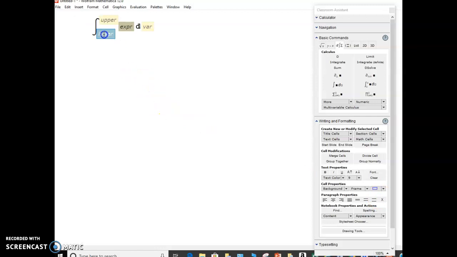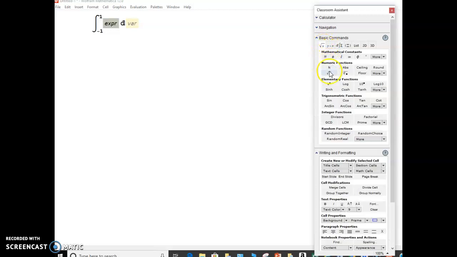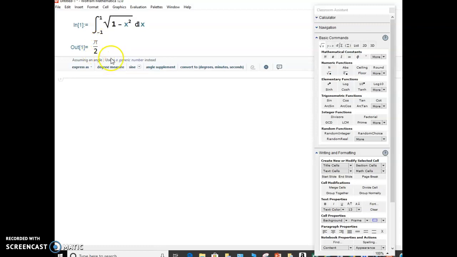So we were going from -1 to 1, and our expression was the square root of 1 minus x squared, and our variable was dx. And notice Mathematica can do this work for us. There it is. It gives us the exact value that we just found.